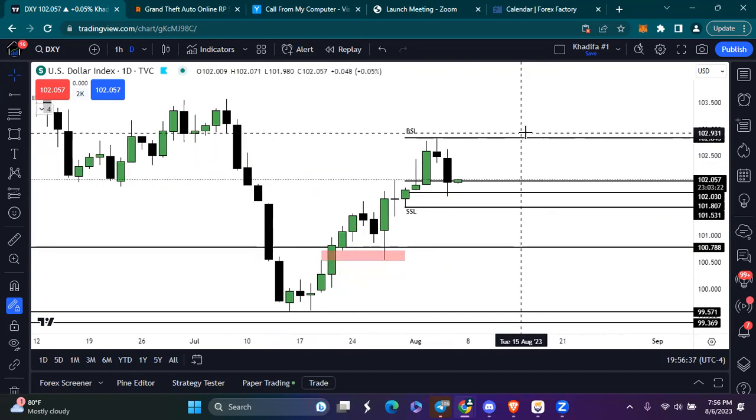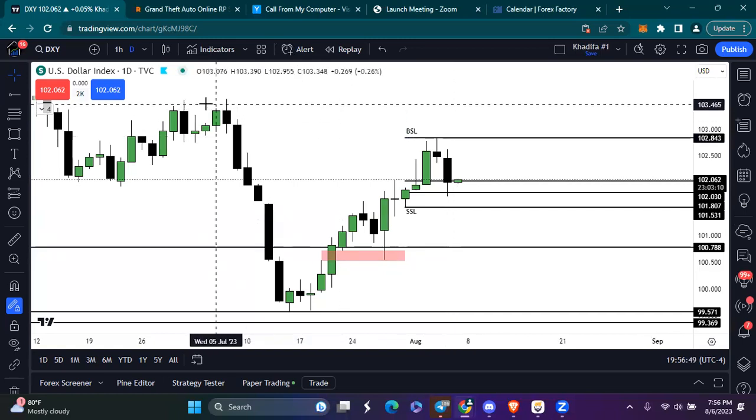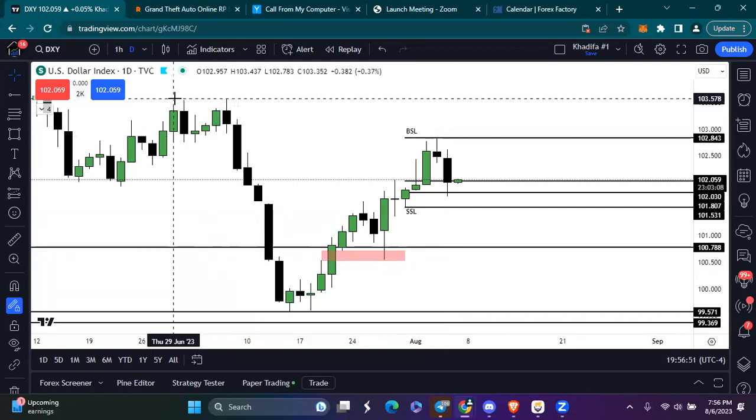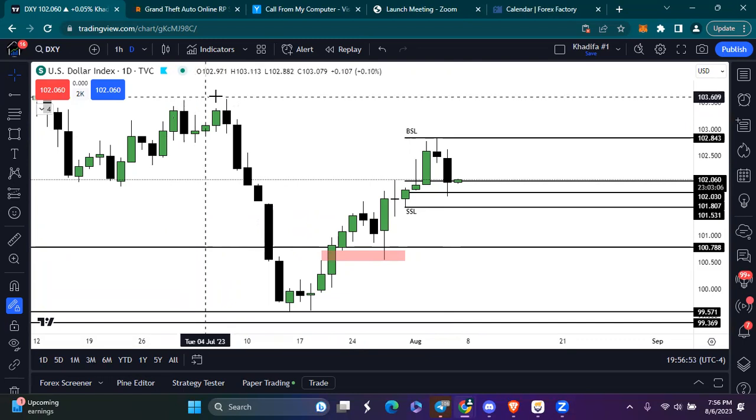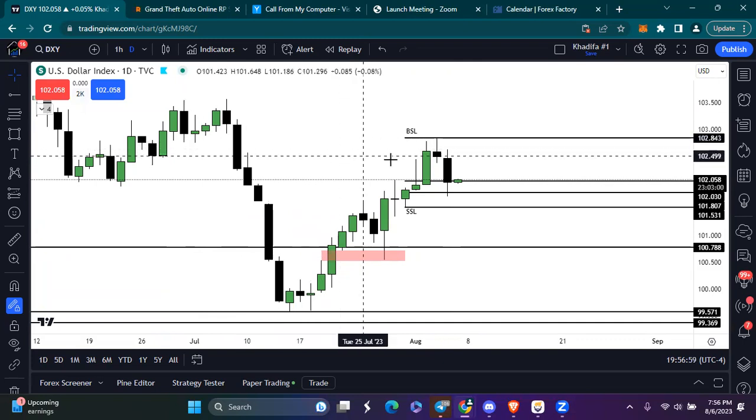So what I will be paying close attention to is if price breaks above this buy side liquidity. If we break above this buy side liquidity and find support, my attention will be drawn to these equal highs right here, right? I will be looking for us to run those equal highs, right?